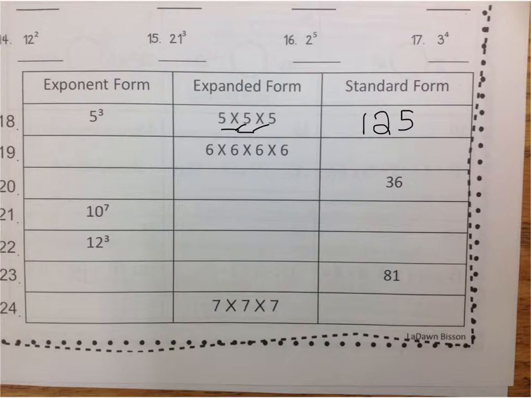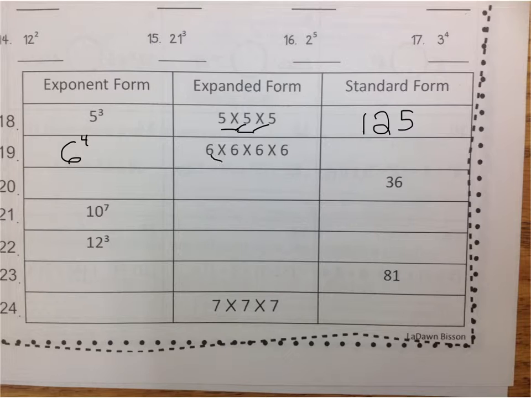All right, let's do this one. 6 times 6 times 6 times 6. If I want to do it in exponent form, it's going to be 6, how many times? To the fourth. Okay? And now I'm going to do 6 times 6 times 6 times 6. This is a little tricky. I'm going to use a calculator because these start to get pretty high.